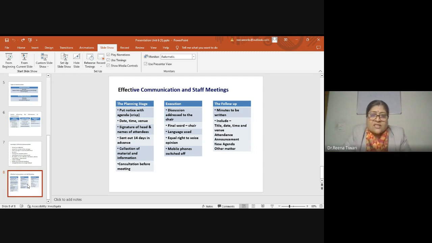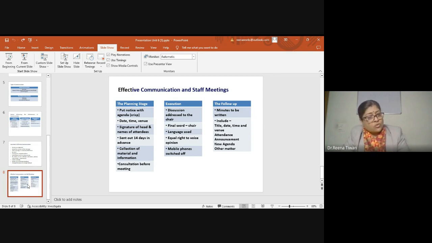The next stage is the execution stage. This is the stage in which the discussion is done in the staff meeting, but all the discussions need to be addressed to the chair. It is not that individual teachers sit alongside each other, talking and discussing among themselves. Then the agenda can't be discussed in a proper manner.